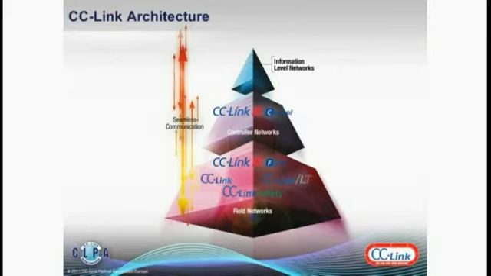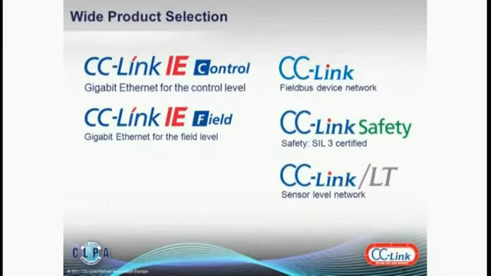Finally, at the top of the pyramid, we have the information level networks, which CC-Link can connect to. This is typically systems for MES or ERP, and this would be to communicate with systems such as SAP and other IT systems.